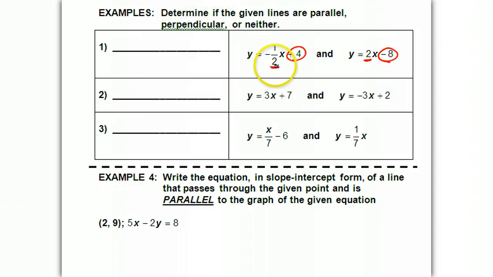Okay? All we want to do is say that for line 1, my slope is -1/2, okay, because this is where the m is. And for line 2, the slope is 2. So are these negative reciprocals? Well, sure they are. When I change the sign of this one and flip it, it gives me +2/1. So these must be perpendicular lines.